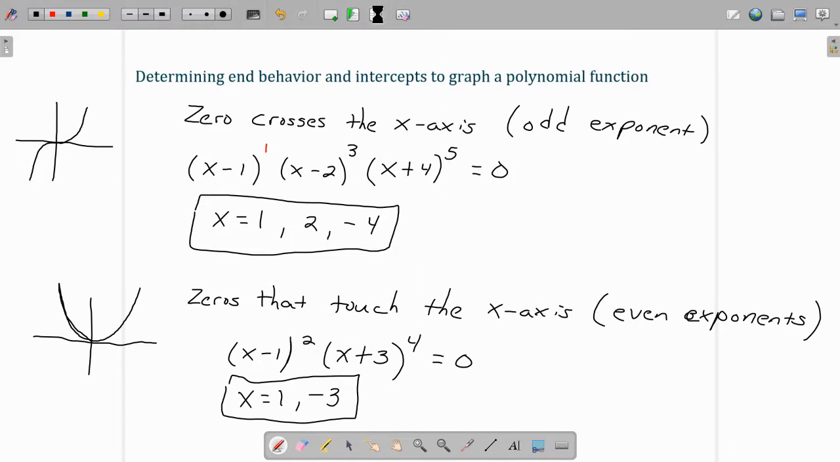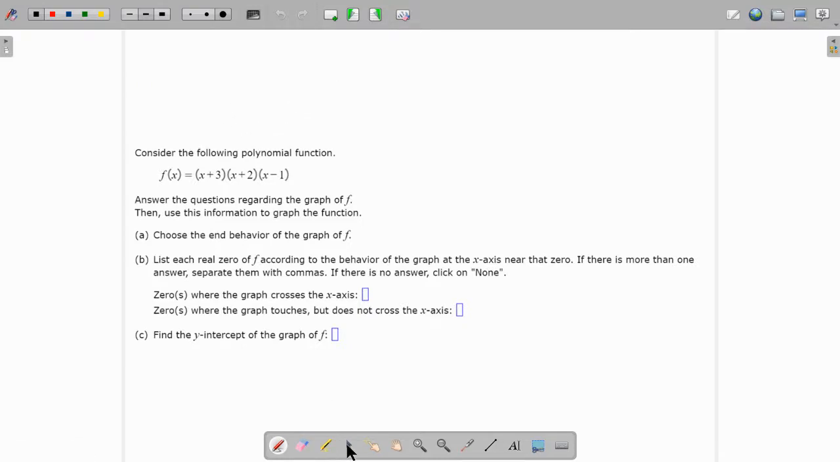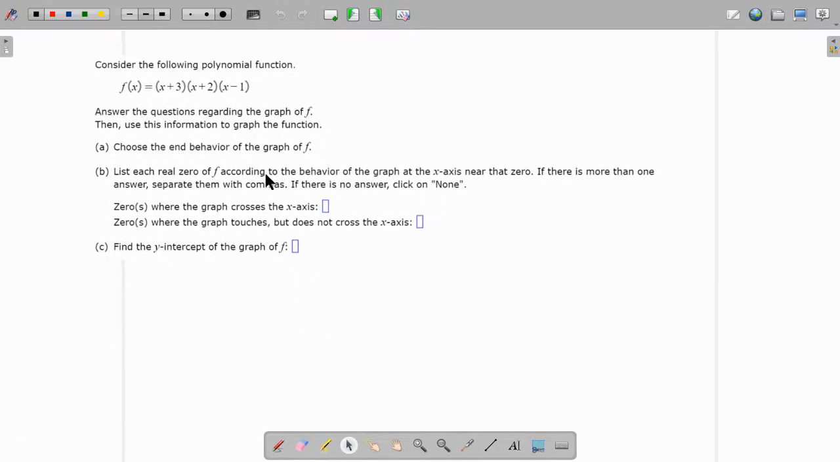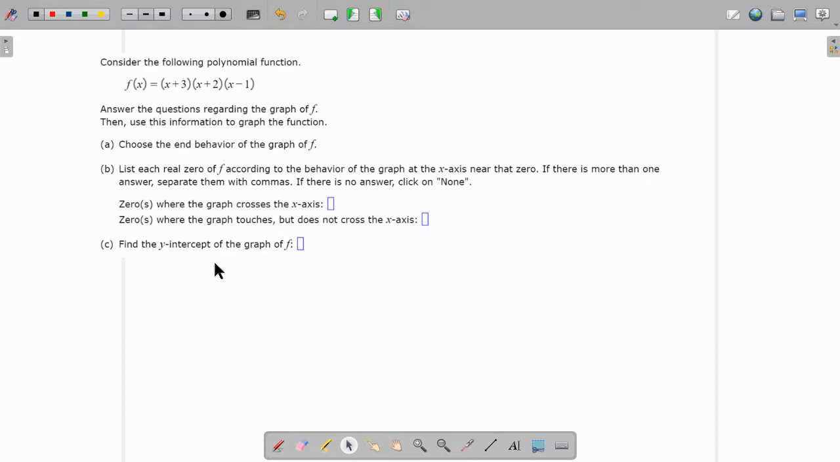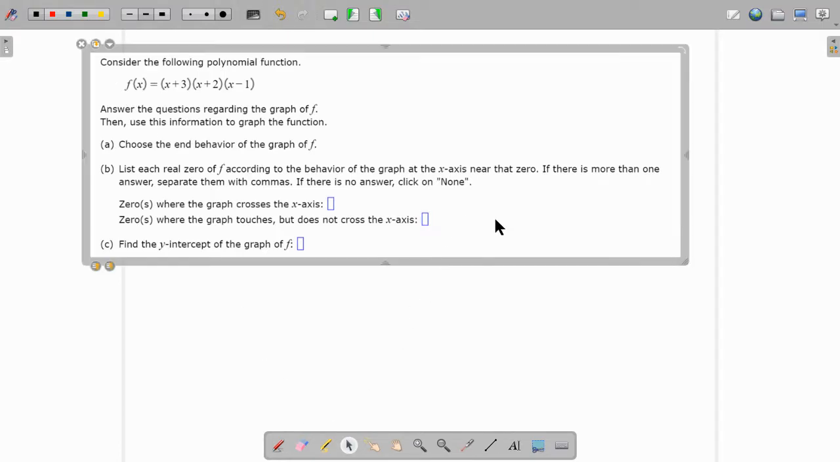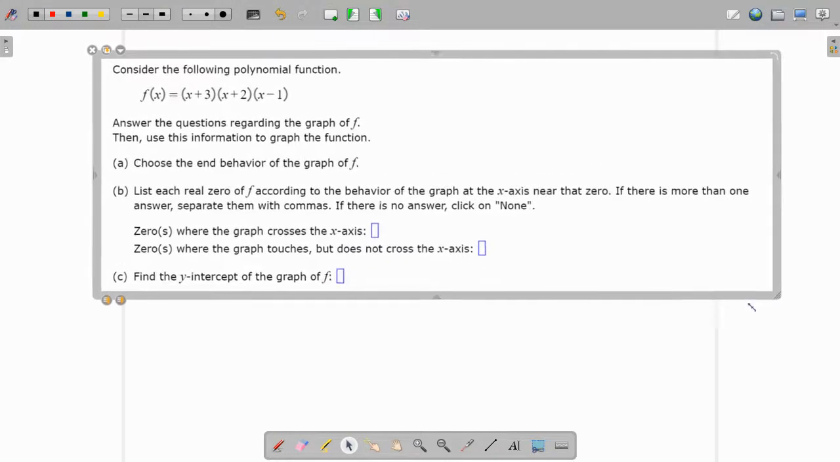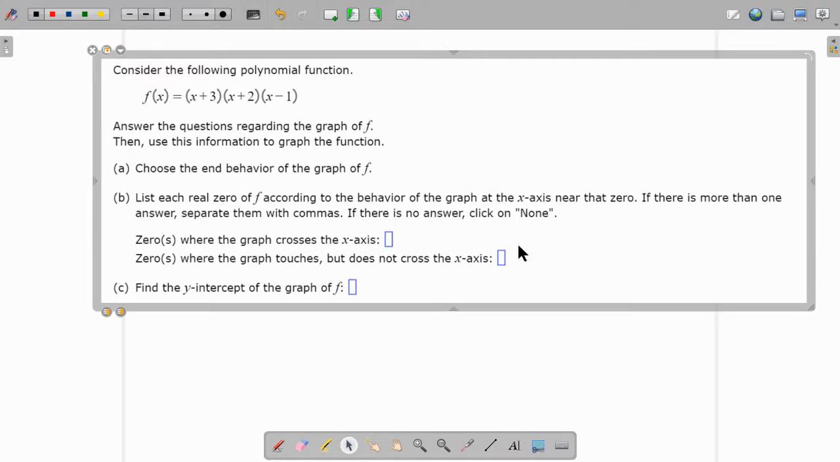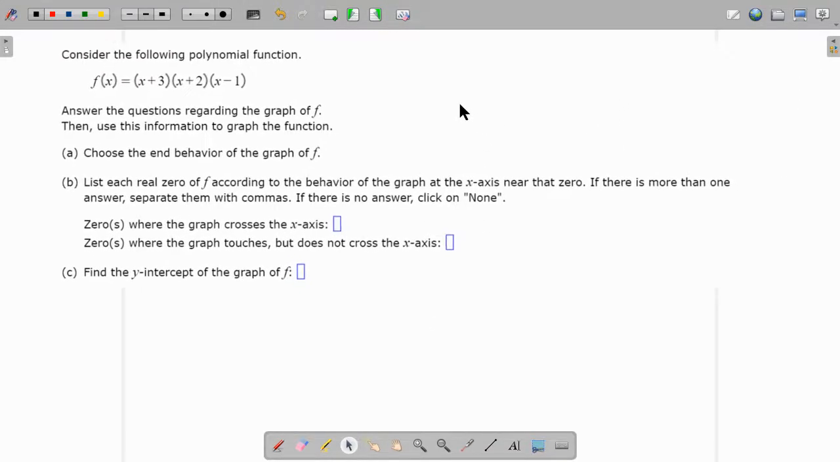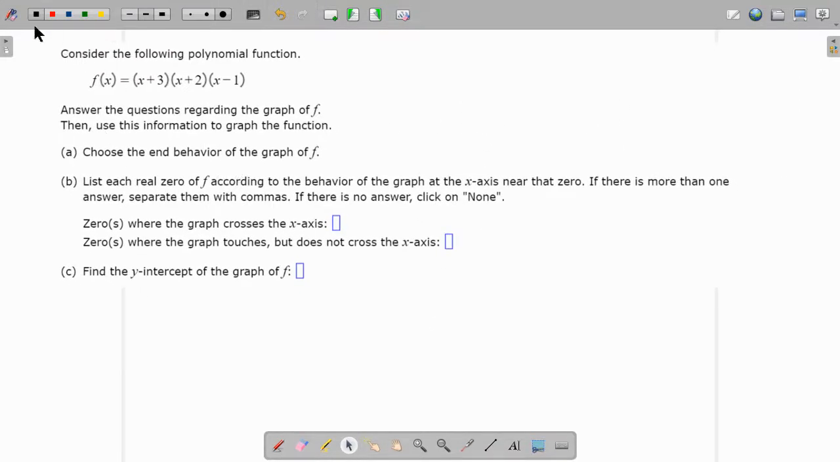All right, let's look at a couple of problems. There's a lot of parts here. Okay, so first part. End behavior. It probably has the options. I just copied this off of a problem. So end behavior, all we care about is just the highest powers.